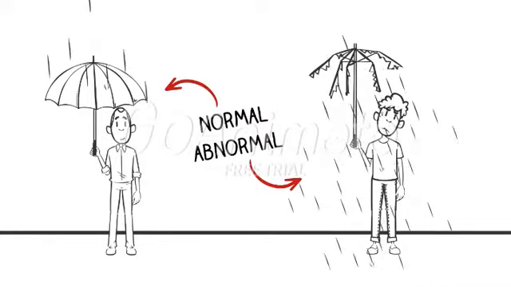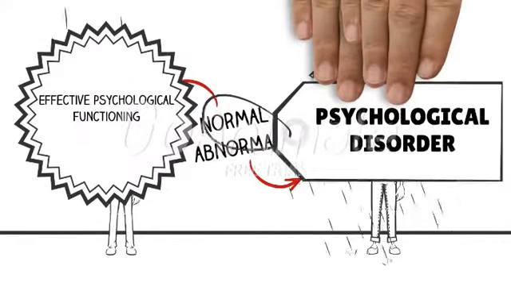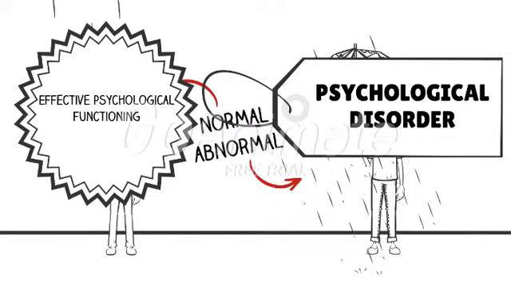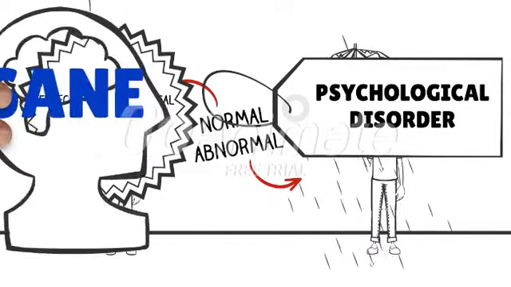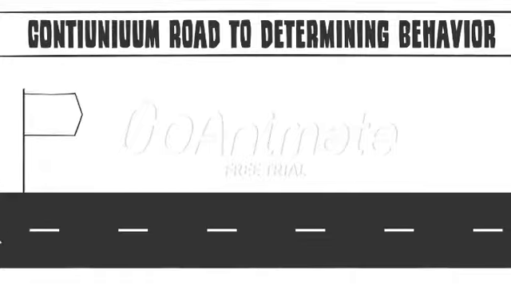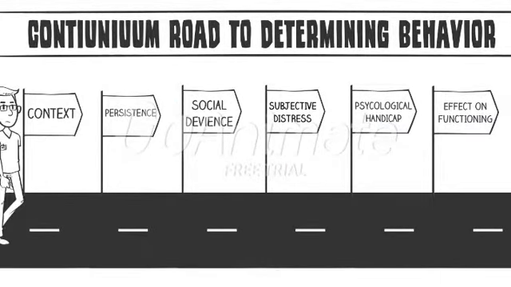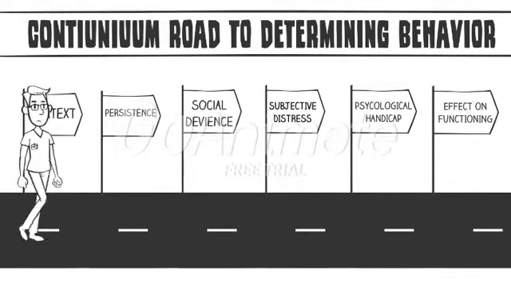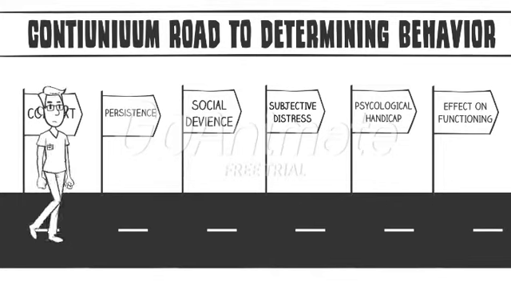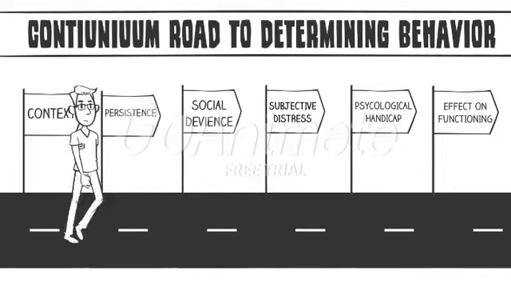The line that divides normal from abnormal is not as clear as you may think. Rather, all behavior can be seen to lie on a continuum, with normal, or what may be called effective psychological function, at one end, and abnormal, indicating a psychological disorder, at the other: sane and insane. It is often up to mental health professionals to determine where on this continuum a particular person's behavior falls. To make this determination, clinical psychologists, psychiatrists, and other behavioral scientists and clinicians may use one or more of the following criteria.